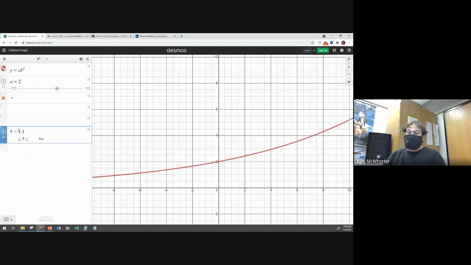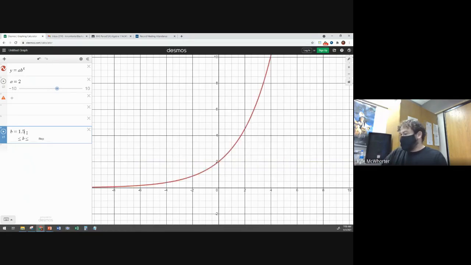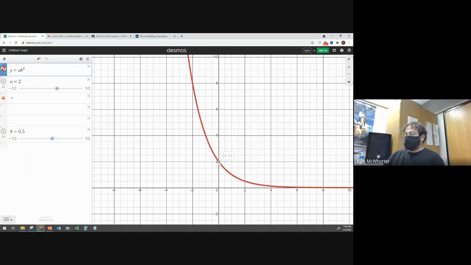If it equals exactly 1, then it's not a curve anymore, right? So it can't equal 1 to be an exponential. But anything bigger than 1, it's going to make it grow. It's going to make it get really, really high as x gets big. What if it's smaller than 1, like 0.5? Notice we still have the same y-intercept, but the graph goes down as x gets big now.